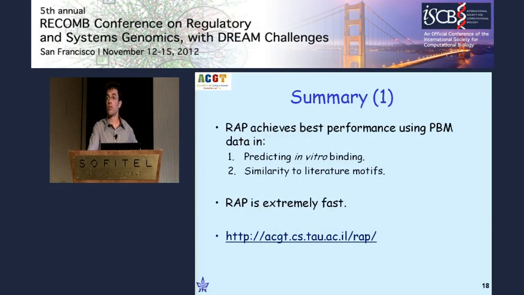Okay, so to summarize, I've presented a new algorithm, REP, which we say achieves the best of both worlds, meaning it is both best at in vitro binding prediction and in similarity to literature motifs. REP is also extremely fast. We believe that the advanced performance is due to the concentration on the top 8-mers, which are the essence of the binding preference, but also the extensions to the site positions, which increase the performance. The tool is freely available on our group's website.